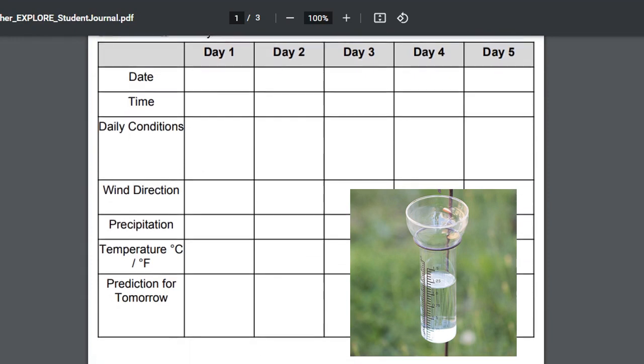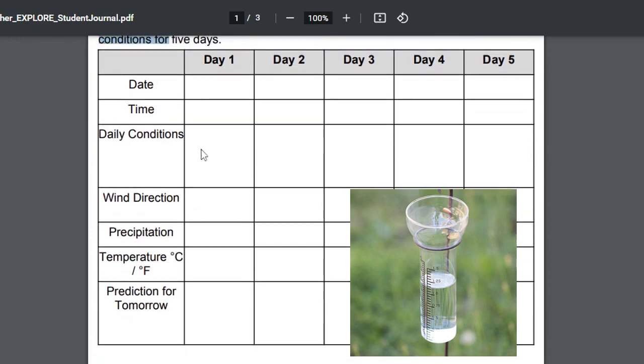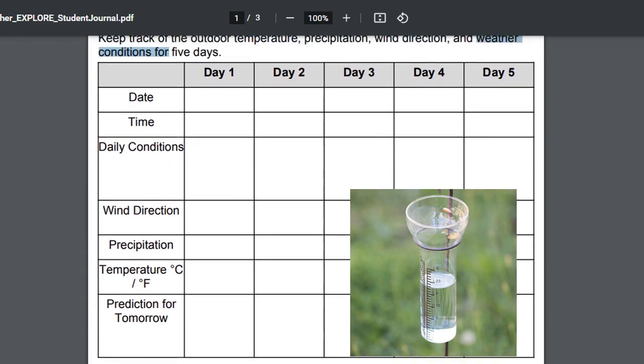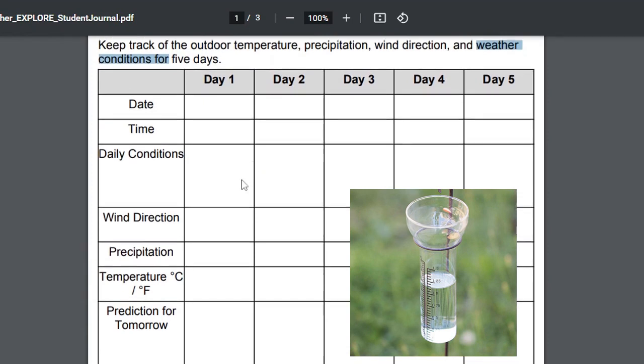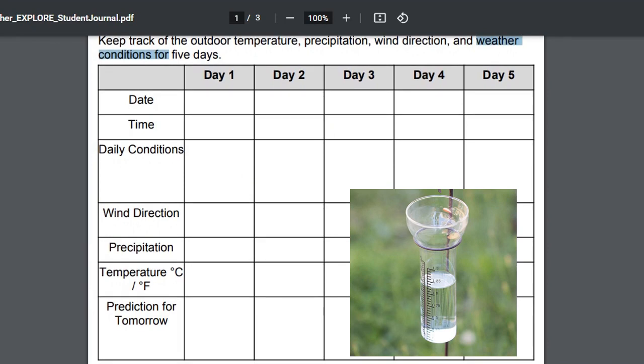How you will do this is you will record your information on the chart here. It's important to record the dates, what time you are going out to check the different temperatures, precipitation matters, and wind direction. When you're describing the daily conditions, that means look around, make observations using your senses. What do you feel? What do you see? Is the sun out or is it cloudy? Does it look like there's rain coming in, or does it look like it's just going to be a dark and gloomy day?